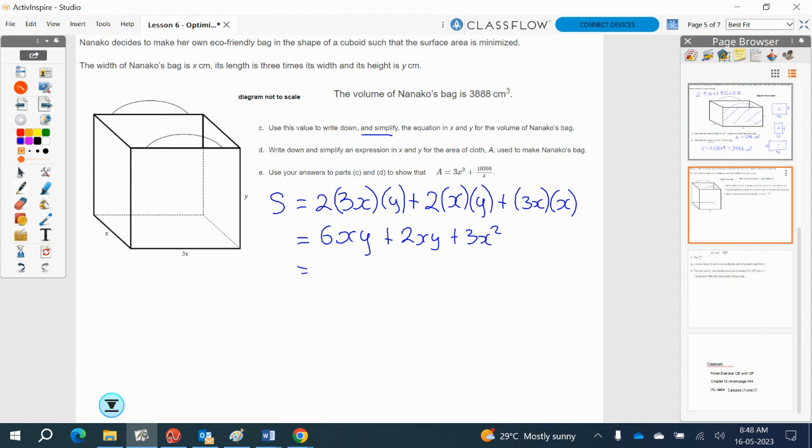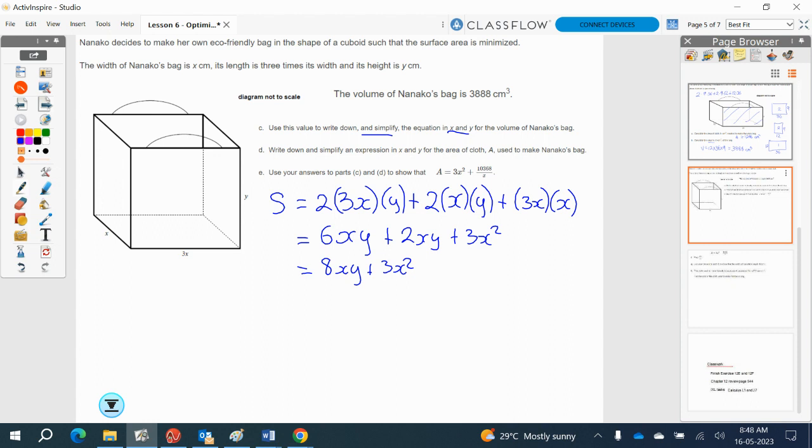Further simplification? 8xy plus 3x squared. And this is in terms of x and y. So there is our principal equation. So we're going to probably have to find the constraint equation next.